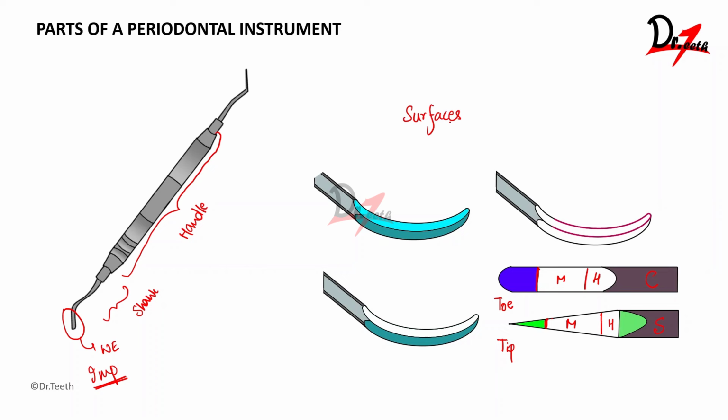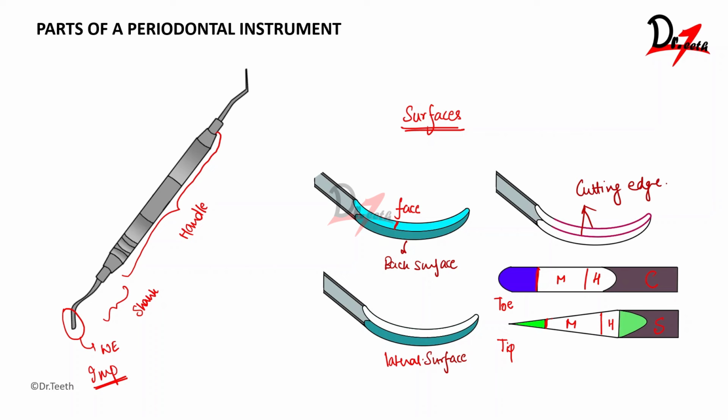Now talking about the surfaces which are involved with the working end, it has a number of surfaces. This particular surface, which is light blue in color, is called the face. And this particular surface, which is highlighted here, is called the lateral surface. Just beneath the face, we have another surface, which is called the back surface. And then we have cutting edges. As you can see, these highlighted red areas are the cutting edges. These are the edges which are placed onto the tooth surface and which are used to cut, to scale and root plane that particular area.